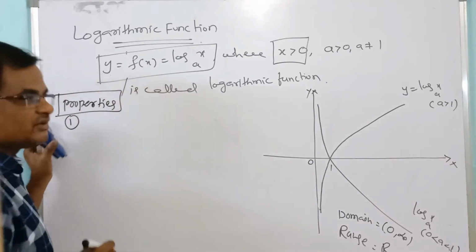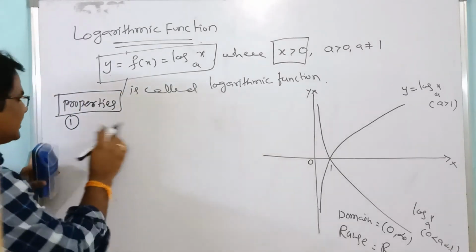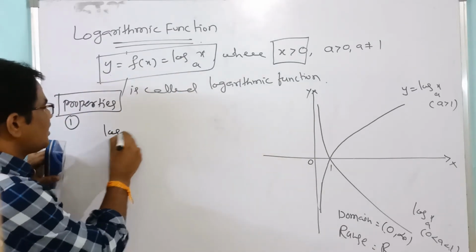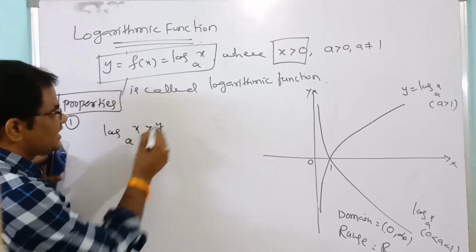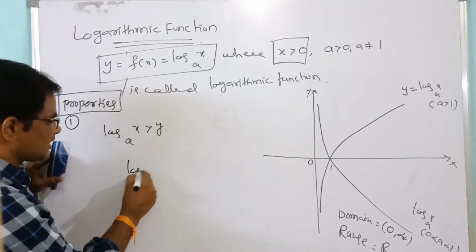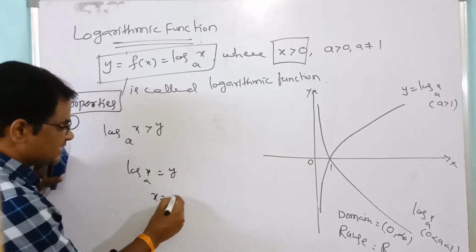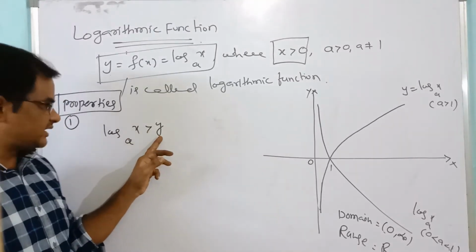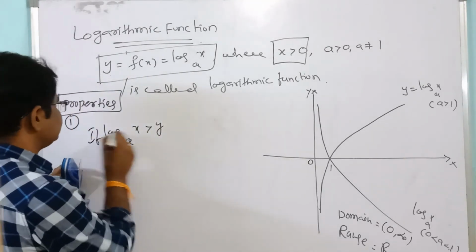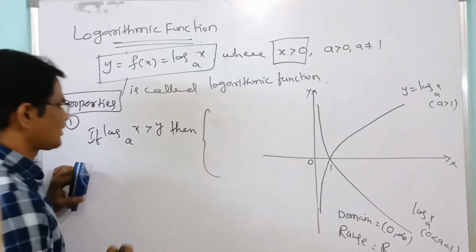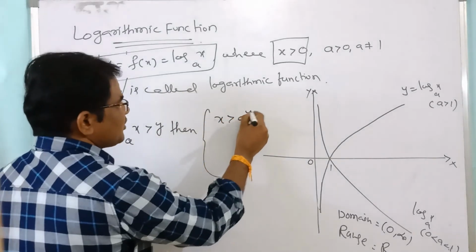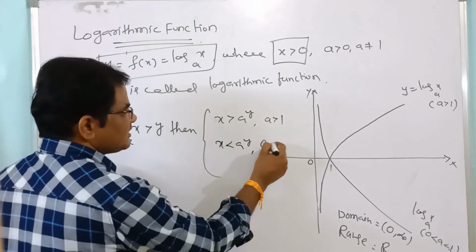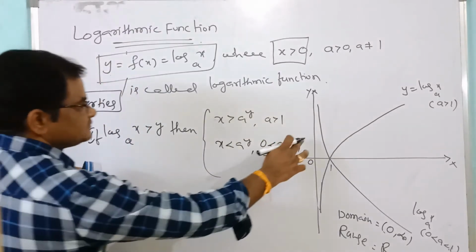So most important for finding the domain and range, whenever inequalities are given in terms of logarithms: log x to the base a greater than y. We know that log x to the base a equal to y means x can be written as a power y. Here, with the inequality greater than, x is greater than a power y whenever a is greater than 1, and x is less than a power y whenever 0 is less than a less than 1.